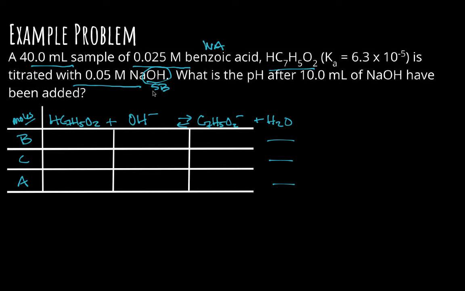So the first thing I have to do is figure out how many moles of benzoic acid I have. So for this one, I have 0.040 liters of 0.025 molar benzoic acid. So that is 0.001 moles of benzoic acid.